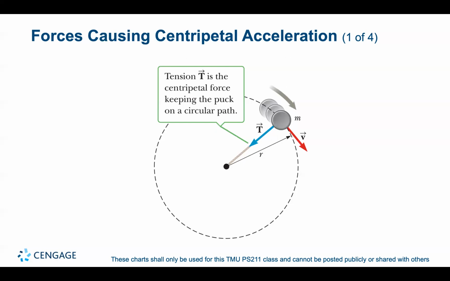Why does the puck move in a circle? Because of its inertia, the tendency of the puck is to move in a straight line. However, the string prevents motion along a straight line by exerting a radial force on the puck, a tension force that makes it follow the circular path. The tension T is directed along the string towards the center of the circle as shown in the figure.